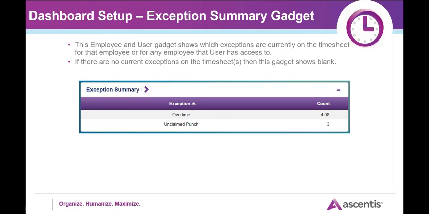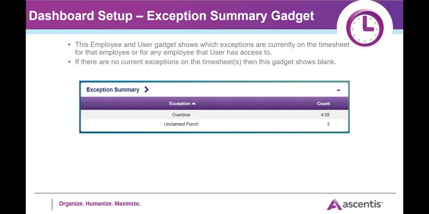The exception summary gadget could be shown on both the employee and the user dashboards. When it's set for an employee, it'll show the individual employee's exceptions as they appear on the timesheet. When it's set for user, it'll count for all of the employees that user has access to. If there are no exceptions to show, it shows the gadget still, but it doesn't show any exceptions in here.